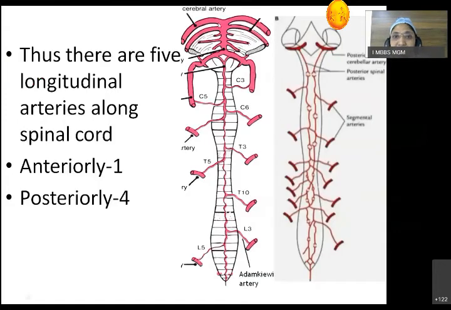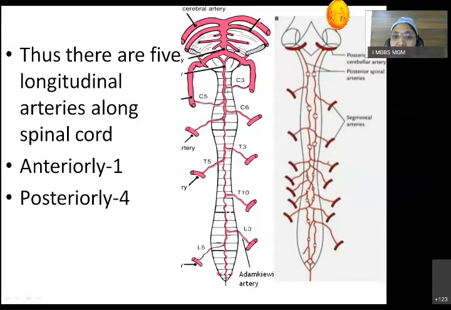Thus, you can see here the spinal cord is surrounded by 5 longitudinal arteries. One artery anteriorly, that is the anterior spinal artery, and another 4 arteries, that means each posterior spinal artery gives 2 collateral arteries. Thus there are 4 longitudinal arteries posteriorly and a total of 5 longitudinal arteries around the spinal cord.